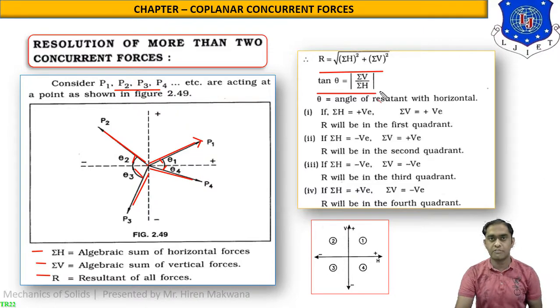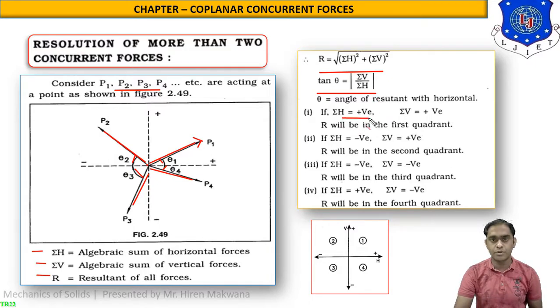Modulus means the positive value. Sometimes sigma V and sigma H, either of the two, can be negative. So to make the angle positive, we have to take the modulus of the value. By taking tan inverse, we can find theta, which gives the direction of the resultant. Theta is the angle of the resultant with the horizontal. Here four cases with respect to four different quadrants are given to you.